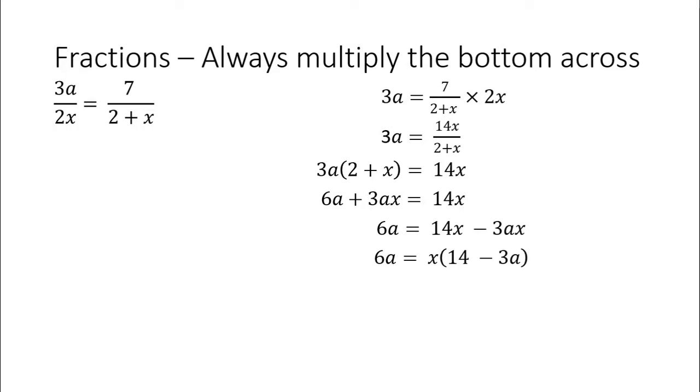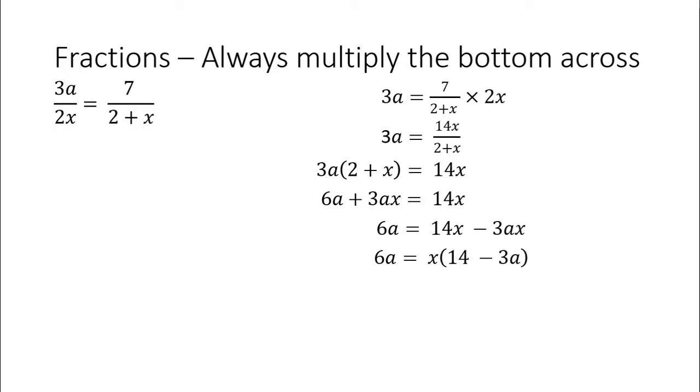So I put the x out front, and I've written inside the brackets 14 because x times 14 would make the 14x. And inside the brackets I've got minus 3a because x times minus 3a would make minus 3ax. And now, I don't know if you've noticed how close we are to the answer. A lot of people stop here and they don't know what to do next. I've almost got x on its own.